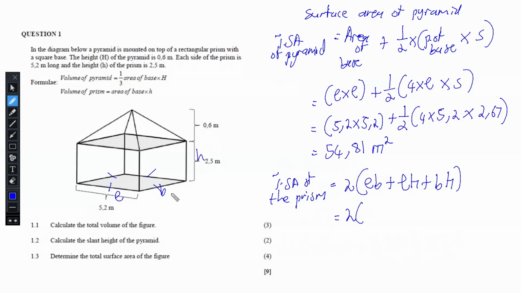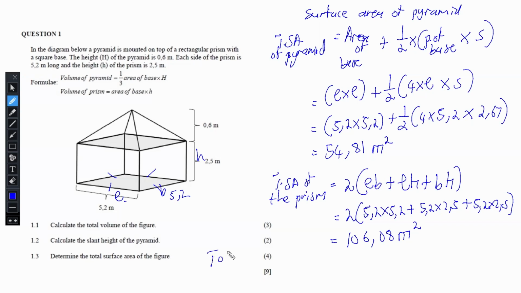So length times breadth, remember here it's still 5.2. So this is 5.2 times 5.2, then plus length times height, it's 5.2 times 2.5. And then lastly, we have base times height, which is 5.2 again times 2.5. Then when you punch all that into your calculator, you are supposed to get 106.08 meter square.